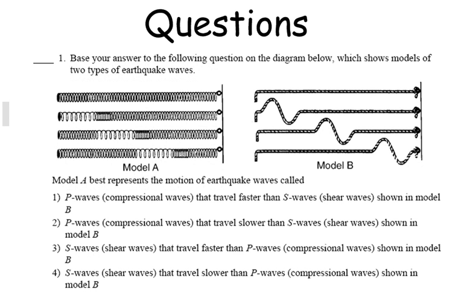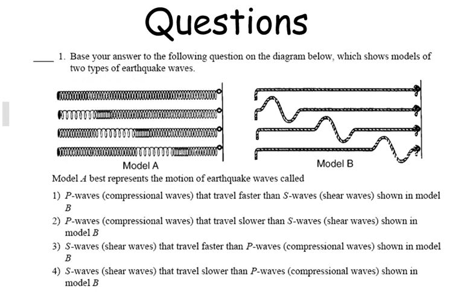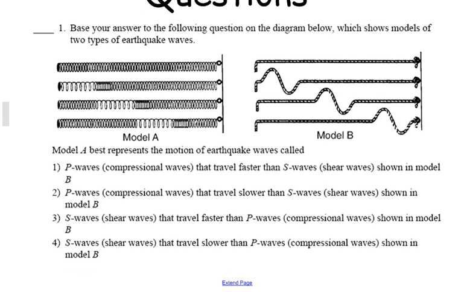Okay, here are some questions on seismic waves, especially the body waves, the P waves and the S waves. Let's take a look at number one. Base your answer to the following question on the diagram below, which shows models of two types of earthquake waves. Model A best represents the motion of earthquake waves called, and you have four choices there.